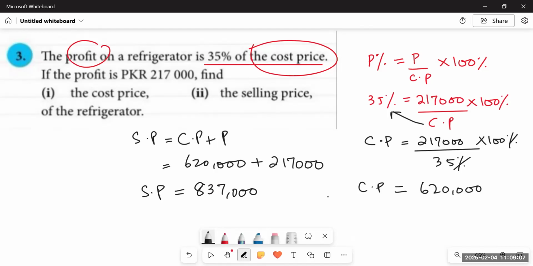How easy it is. We are using only one formula to find out the cost price. If the profit and its percentage is given, we are using the same formula to find out the profit. If the cost price and the profit is given, we will also use the same formula to find out the profit if the cost price and the profit percentage are given.